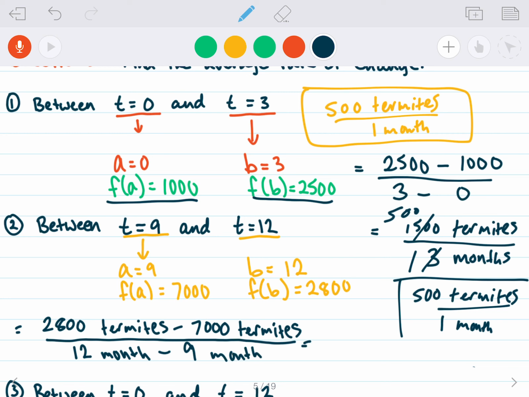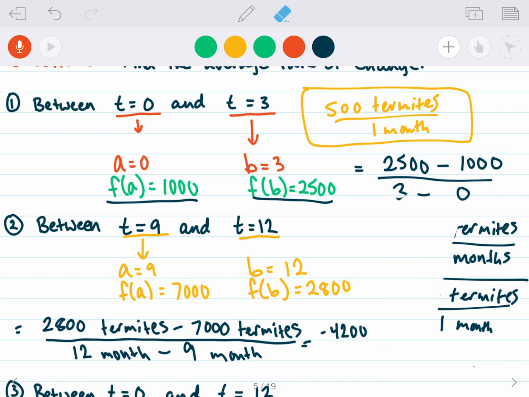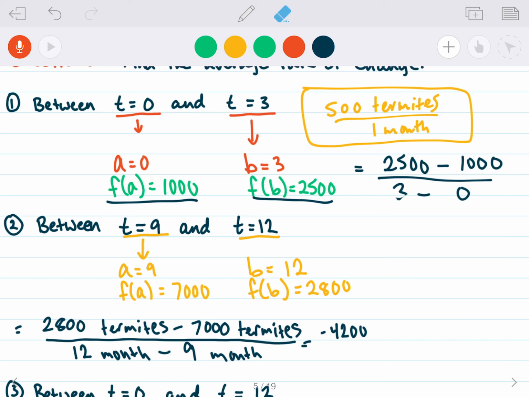Okay? Alright, so then if we do 2,800 minus 7,000, we're going to get negative 4,200 termites on top. And let me just erase some of this to get it out of the way so we have a little bit more room. So we have negative 4,200 termites on top. And on bottom, 12 minus 9 is 3 months.